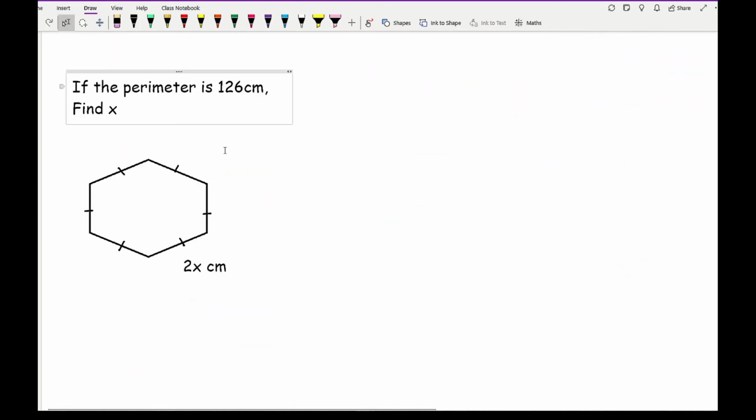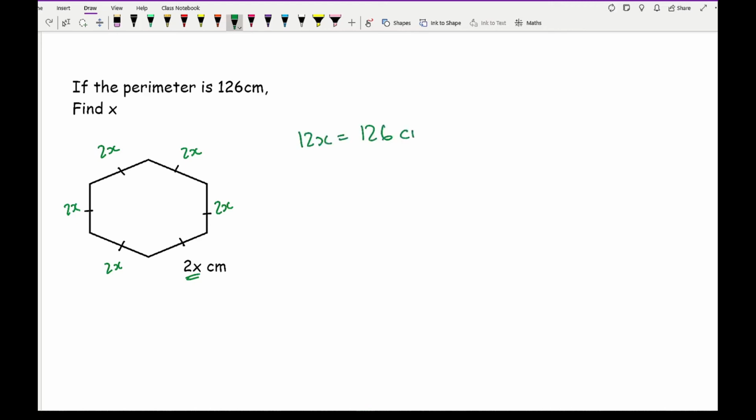So moving on to this next question. Here it says that the perimeter of this hexagon is 126 centimeters, and it's a regular hexagon. Now it says that one side is 2x, so that's going to be 2x, that's going to be 2x, that's going to be 2x, that's going to be 2x, and that's going to be 2x. So I've got 6 lots of 2x, which is going to give me 12x, and that equals 126 centimeters.